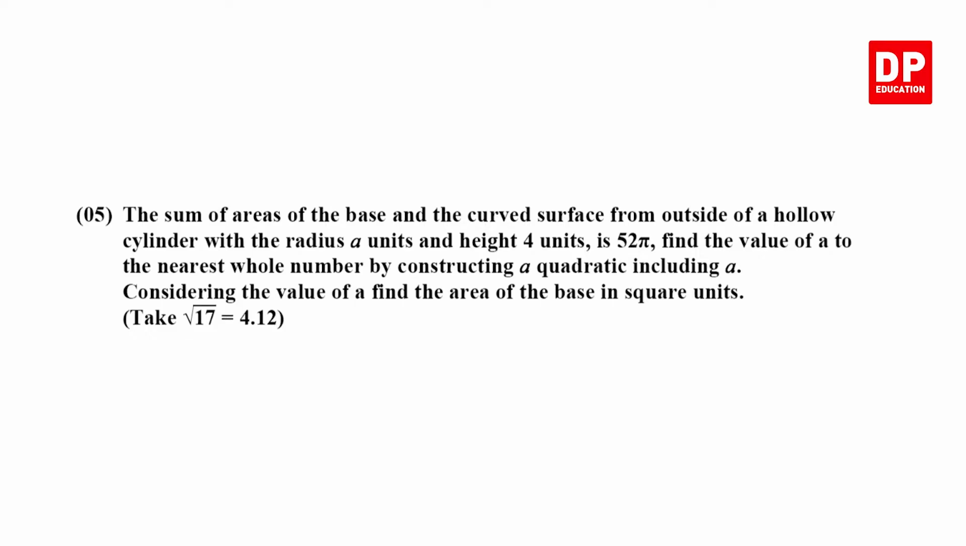Now look at the 5th question. The sum of areas of the base and the curved surface from outside of a hollow cylinder with the radius A units and height 4 units is 52 pi. Find the value of A to the nearest whole number by constructing a quadratic including A. Considering the value of A, find the area of the base in square units. So you can take root 17 as 4.12.